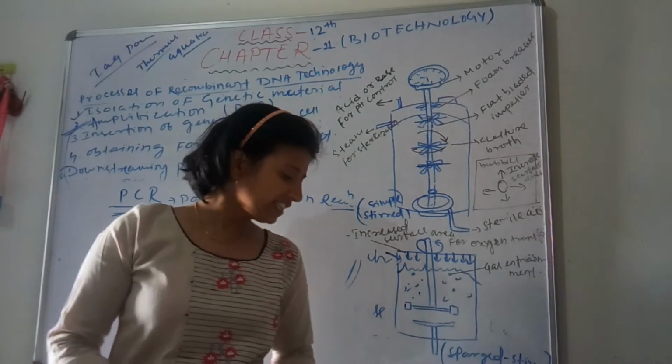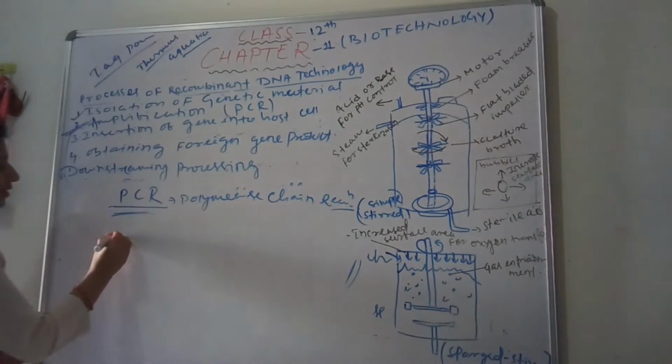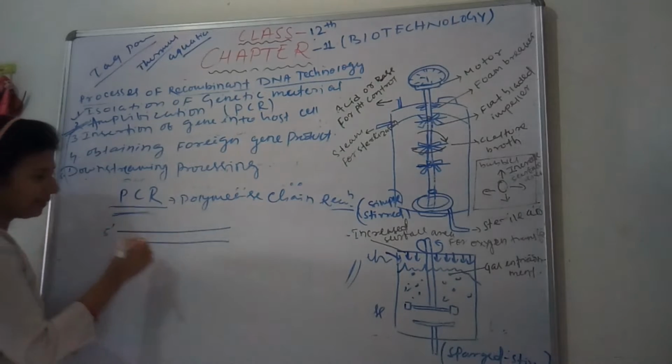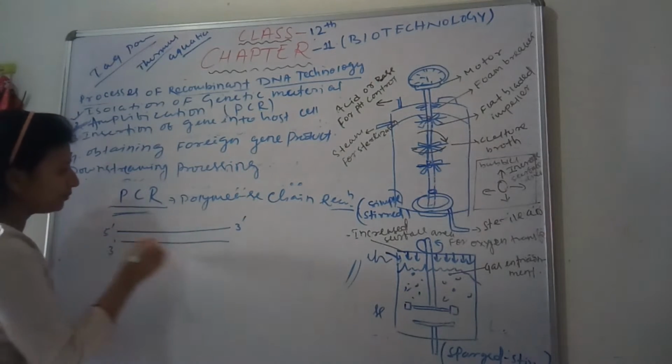So let's see how this is possible. So here is a double stranded DNA. This is 5 prime to 3 prime and 3 prime to 5 prime.